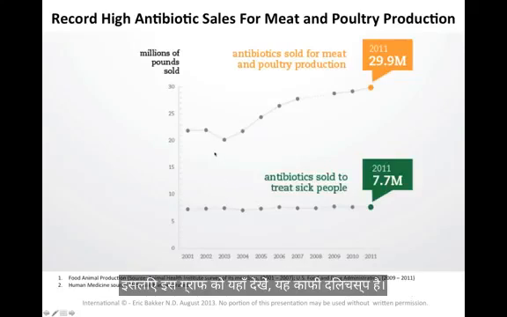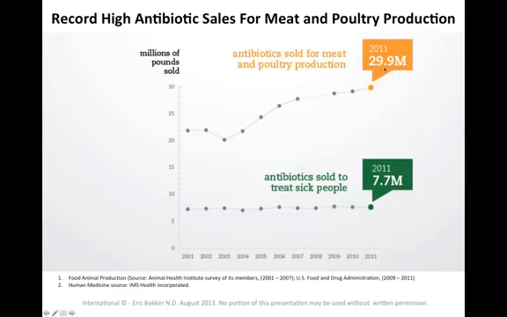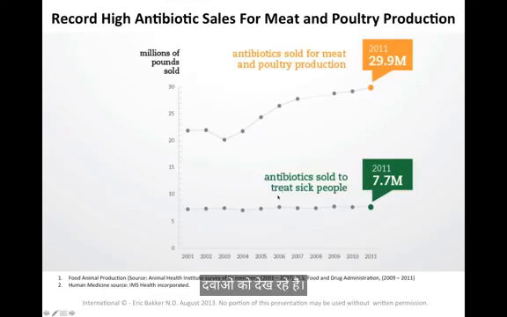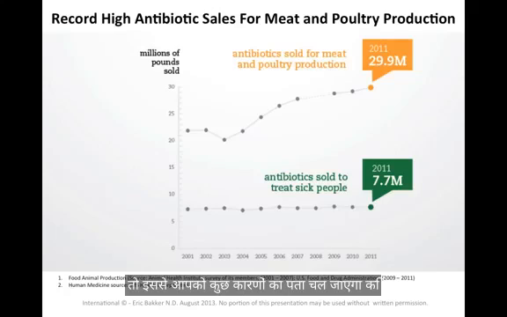So look at this graph here. This is quite interesting. This is in 2011, 29.9 million pounds of antibiotics were sold for meat production in North America. Antibiotics to treat sick people in USA in 2011 was 7.7 million pounds. So let's say 2 pounds is a kilogram. So you're looking at about 3.5 million kilograms of antibiotics in 1 year in America, which is phenomenal.